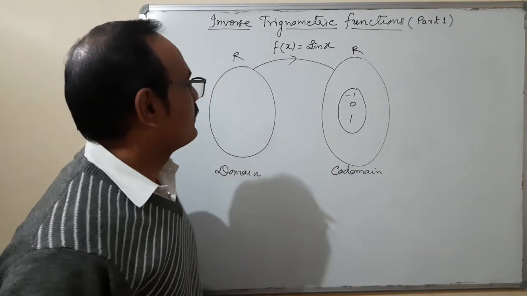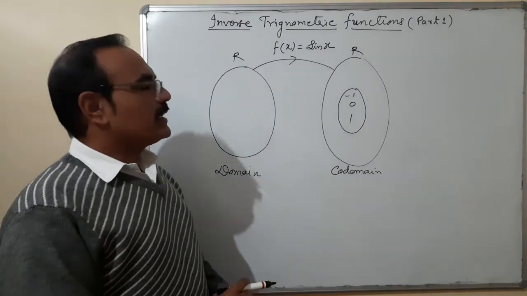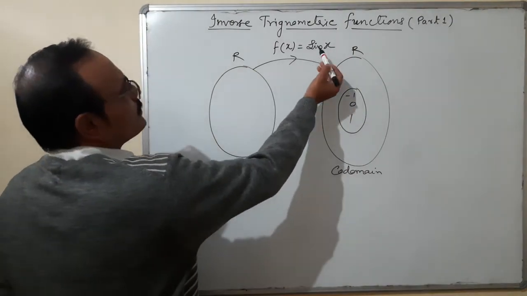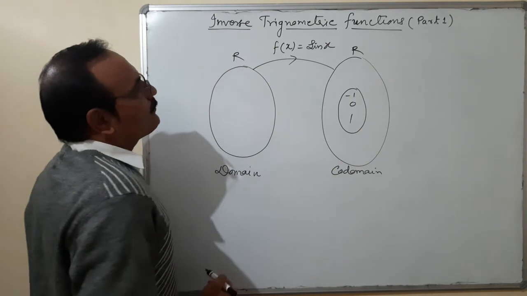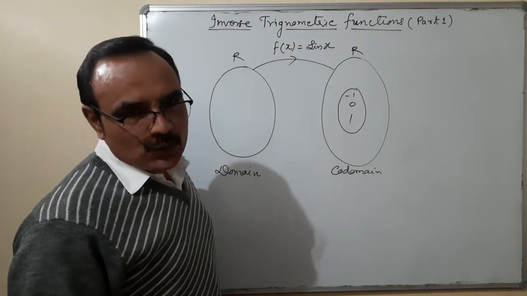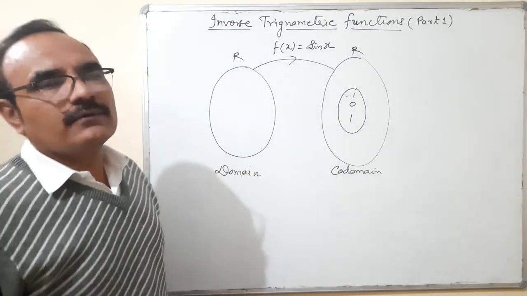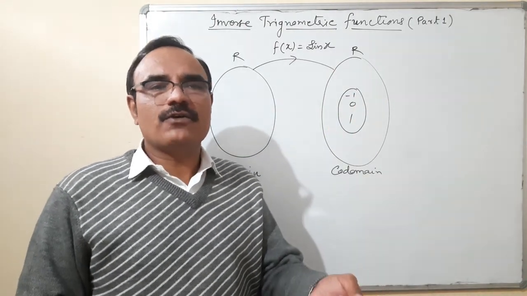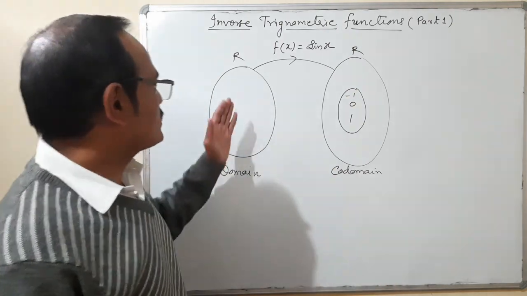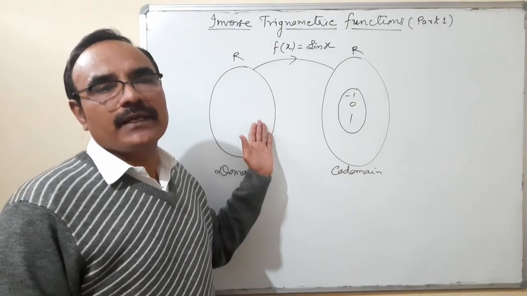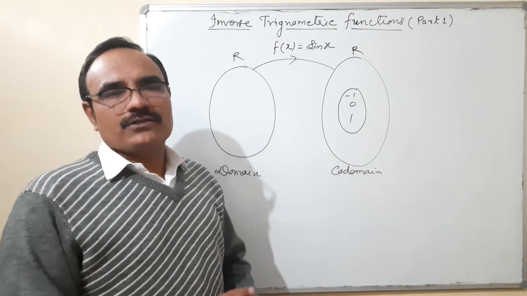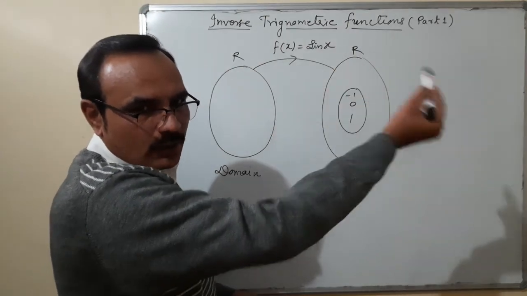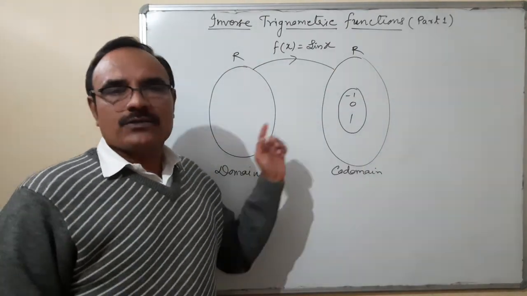So one thing is clear, this function is not one-one. Let me give you an example. Suppose x is equal to 90, the value of sine 90 is 1, and the value of sine 270 is also 1. The value of sine 0 is 0, and the value of sine 180 is 0. What does it mean? Many elements have the same image. So it is many-one, it is not one-one. One-one means one element having only one image. So it is many-one.